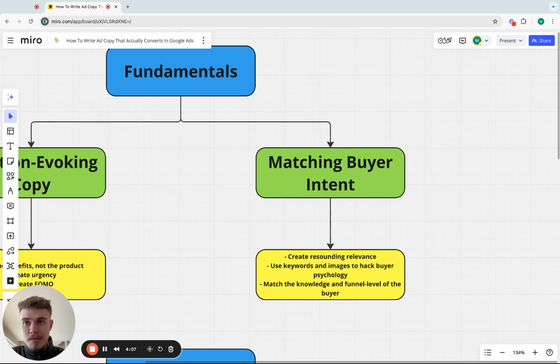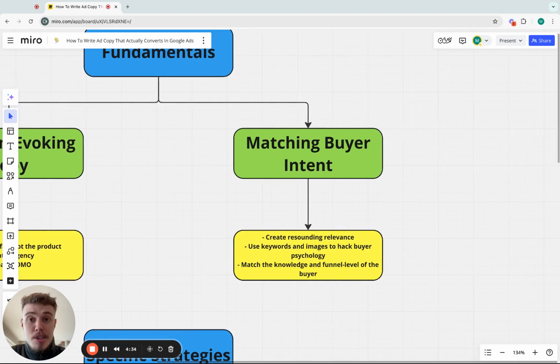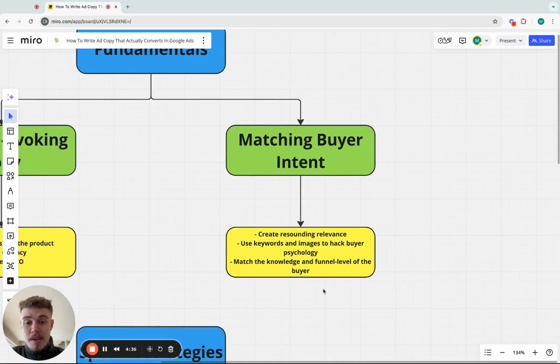So if someone's searching for how to clear skin in 5 days, you want to have a specific trigger word that's going to show them automatic relevance, right? So using the keyword, which is clear skin, in your ad copy is going to immediately make them realize, okay, this is definitely relevant to me. This is exactly what I'm looking for. It has the exact words that I'm searching in that ad. And this can be very powerful because they immediately realize that this is what they want and it's going to solve their problem. Images as well can also hack buyer psychology.